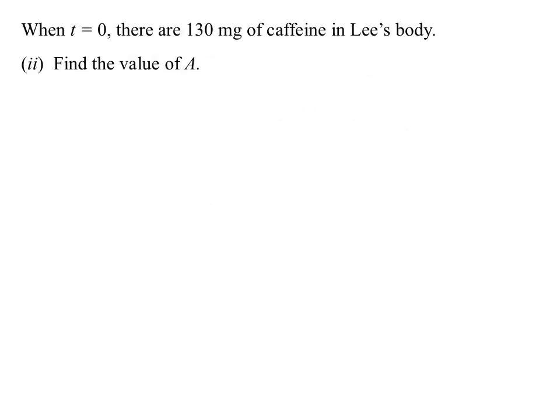Now when t equals 0, we know there's 130 milligrams of caffeine. Work out what A is. When t equals 0, C is 130. That's what they've told me. Therefore A, and what we can now see is, well, hang on, if t is 0, e to the power of 0 is always going to be 1. So that constant out the front will always be the initial value, which in this case is 130. So A is going to be 130.